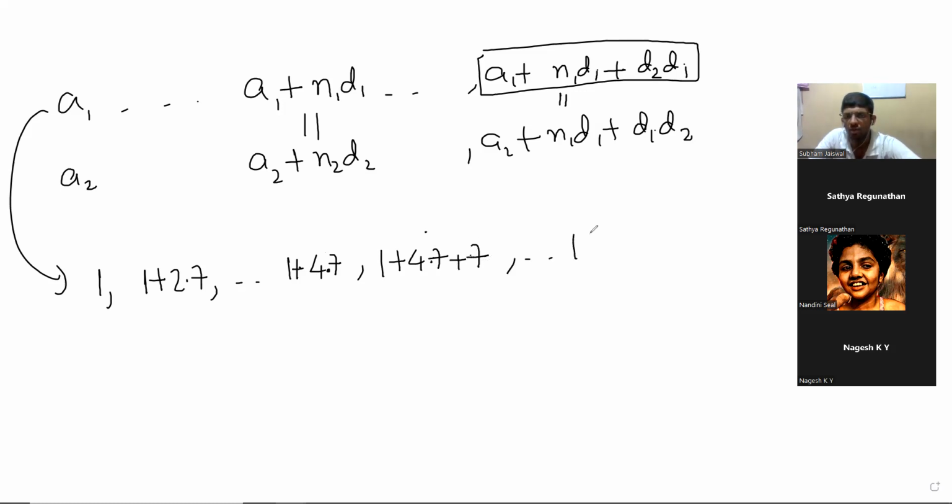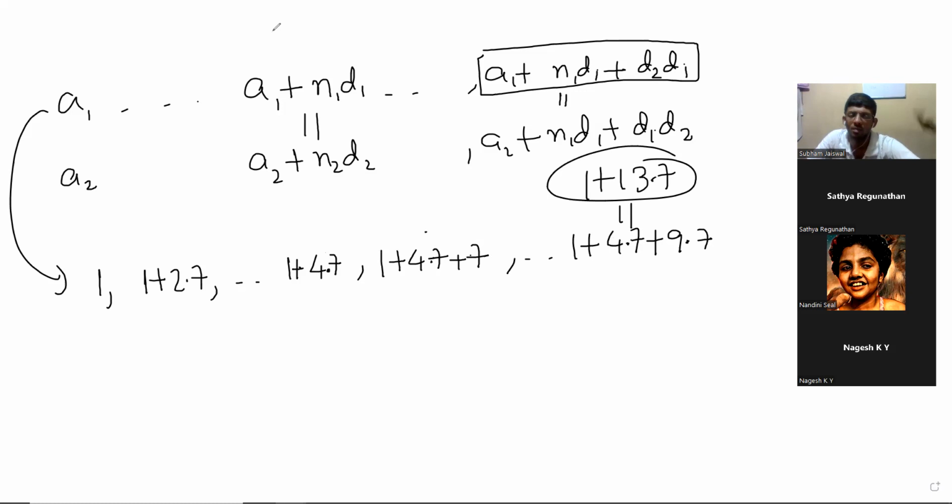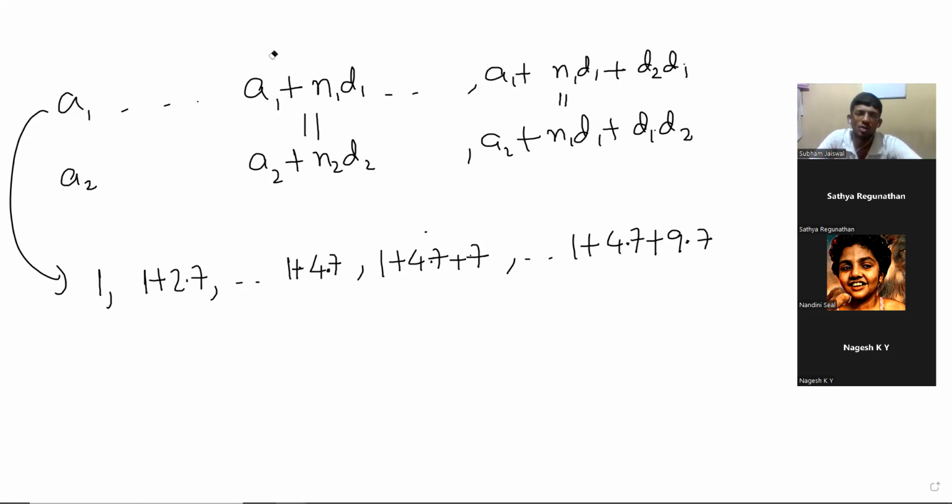Can I not do this? I mean, I can add 7 in any way, right? I don't have to factor it with that. It's the same thing. I can do 9 times 7. I can do 10 times 7. This is basically just 13 times 7. Okay, so I can do this, right? I can add any number of multiples of D1. That's the whole point of being an arithmetic progression. So this is there in the arithmetic progression, okay?